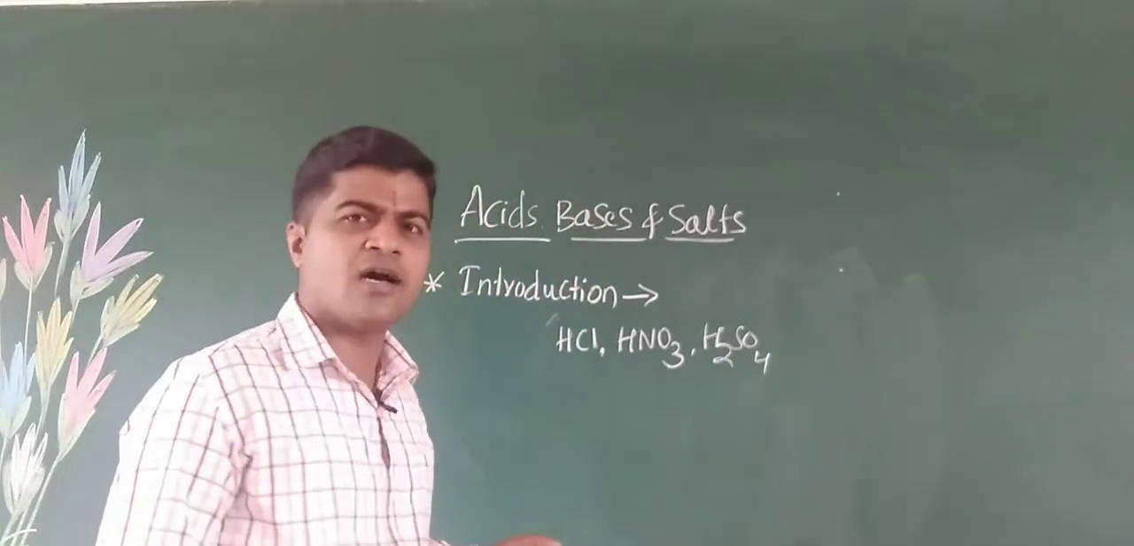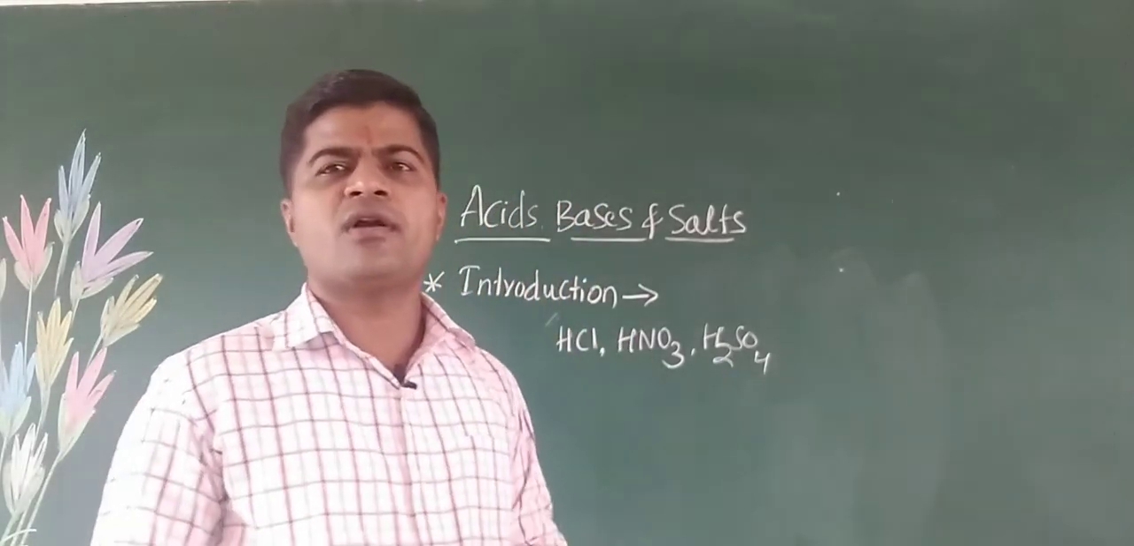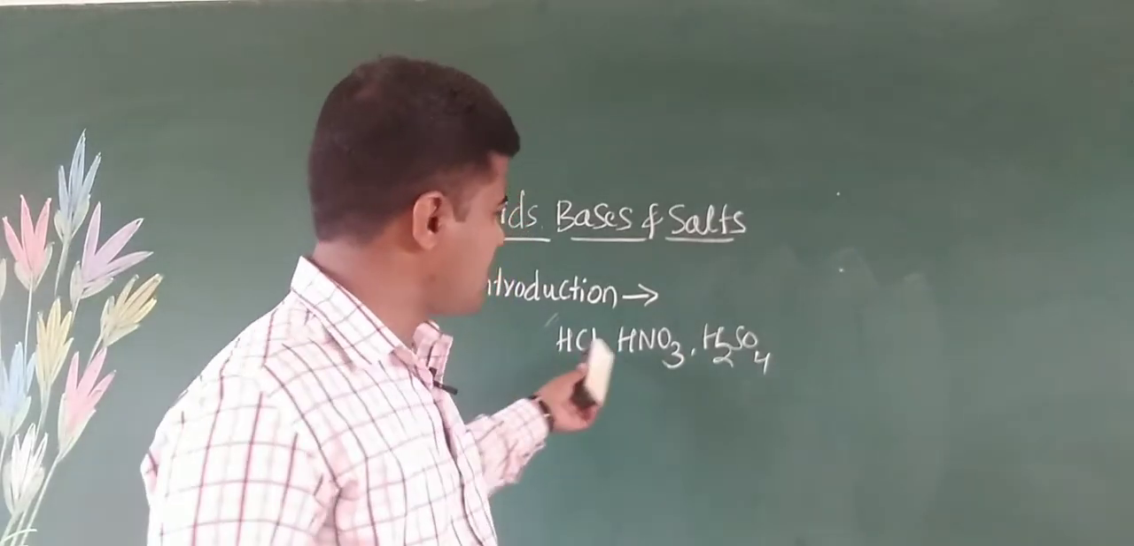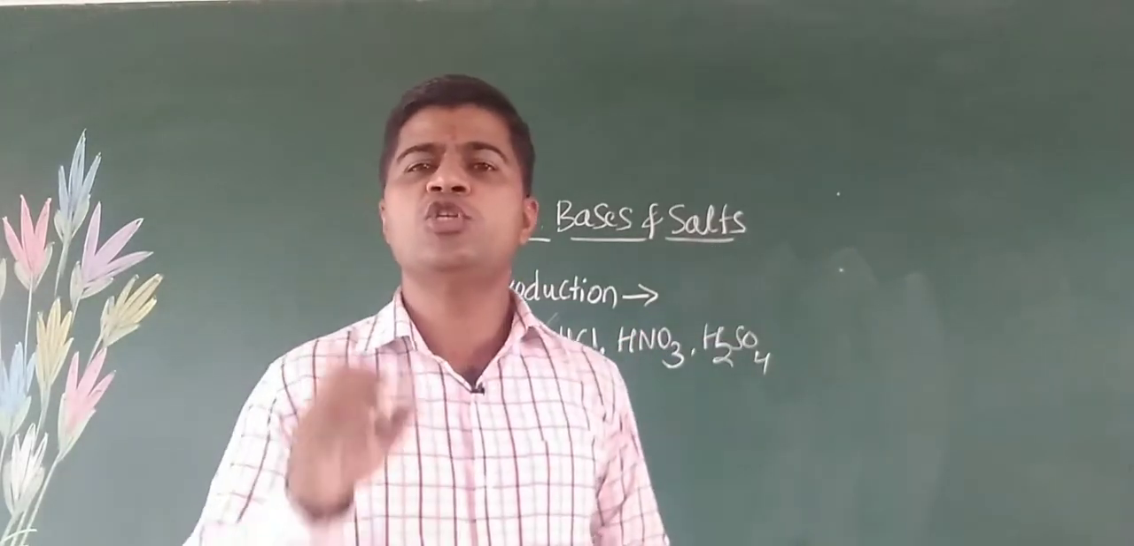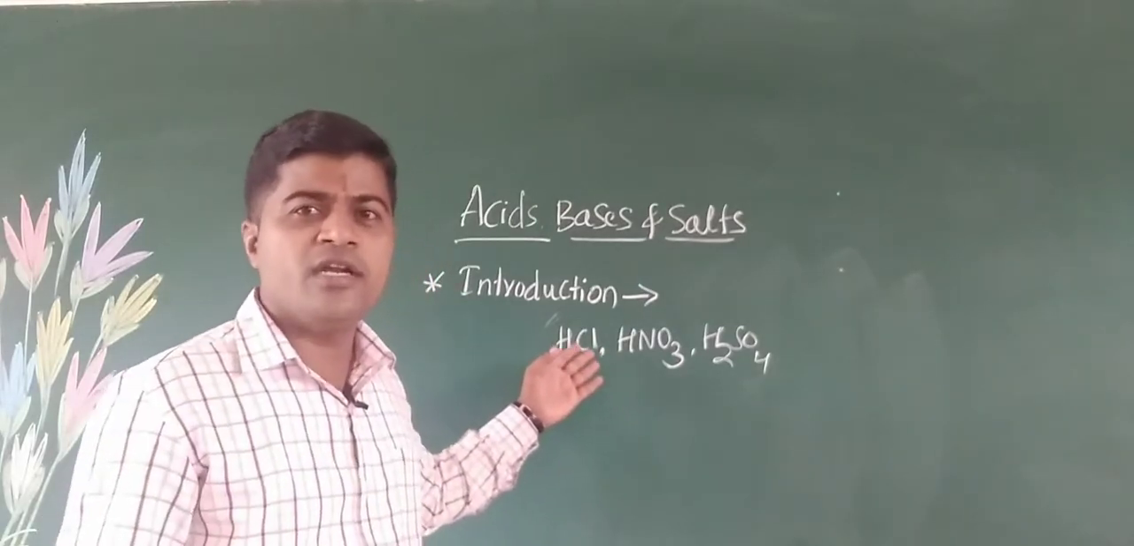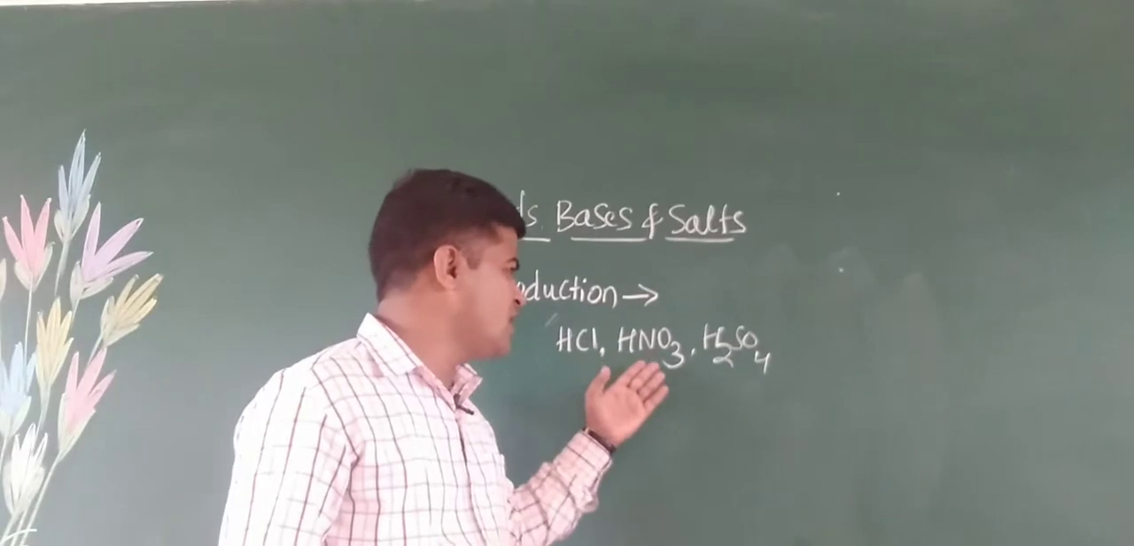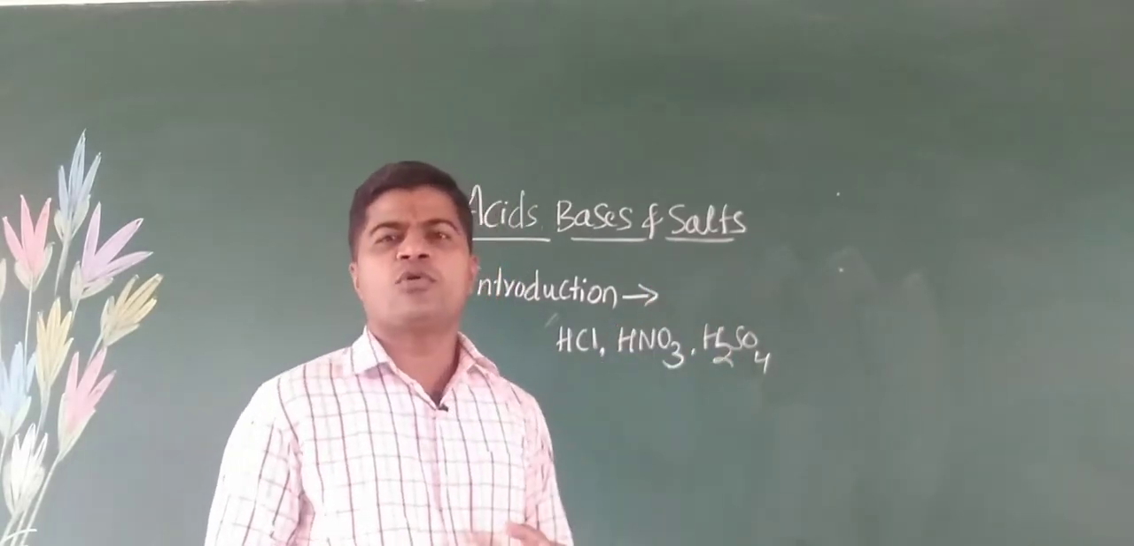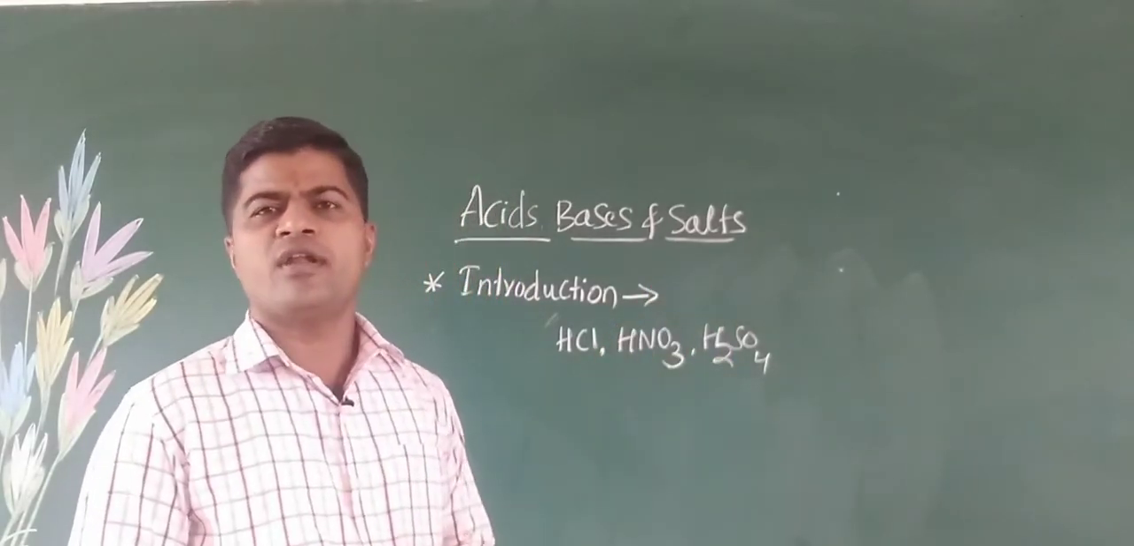So those acids are very important in our day-to-day life. And these acids like HCl, HNO3 and H2SO4 are strong acids which are used at the industrial level. In industries they use HCl, HNO3 and H2SO4. So that is very important.